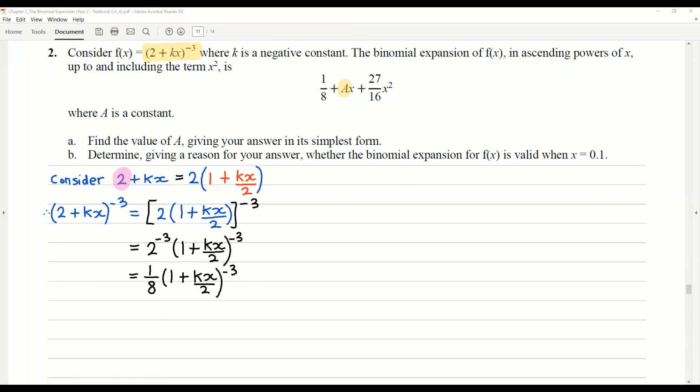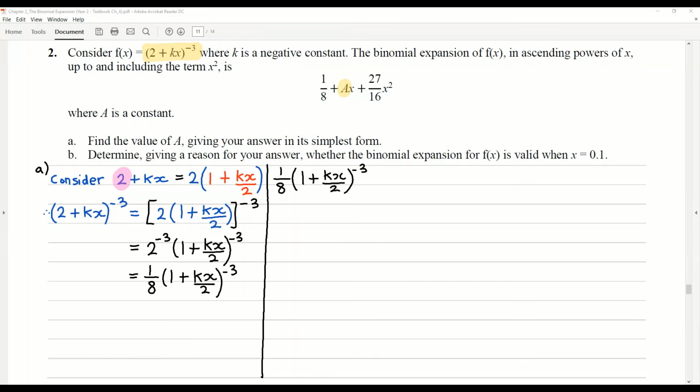So we're now ready to carry out our expansion. Now we're still on part A here. I didn't actually label that, did I? This is part A, and our aim is to find the value of capital A. Well, we'll get to that. I think what we need to do first is find out what this k is. We've been given 3 terms. I think the x squared term is going to be useful in that expansion they've given us. So let's do this. So 1 over 8 multiplied by (1 + kx/2) to the power -3.